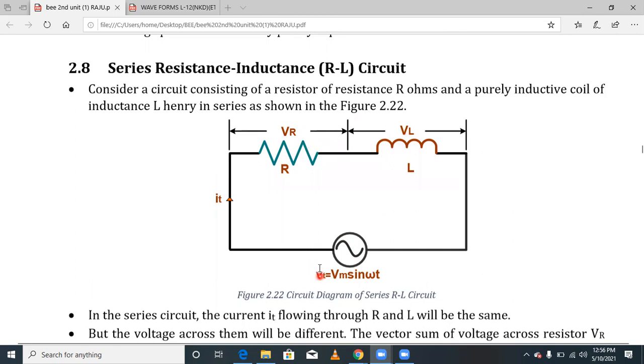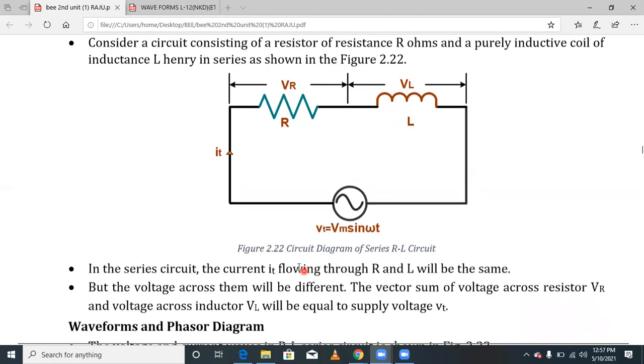So VT is not equal to VR plus VL. The VT vector is equal to the VR vector plus the VL vector. That is called the phasor sum of VR and VL, which gives VT. So understood, an AC circuit is different.